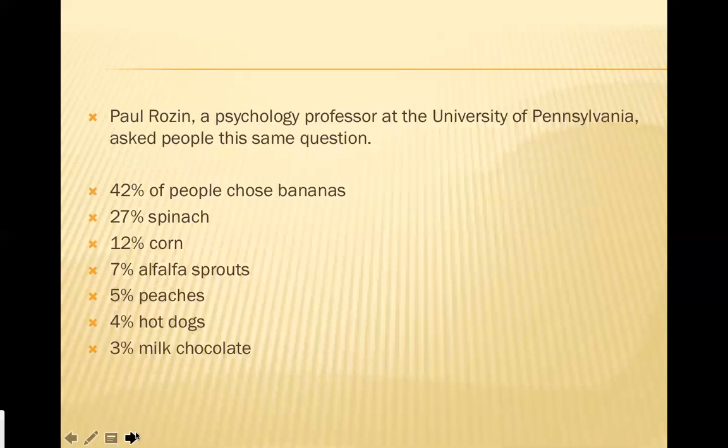Okay, so this was actually a study that Paul Rosen, a psychology professor at UPenn, asked a group of people. And you can see the majority of people chose bananas. Of course, bananas have a lot of sugar in them and potassium. 27% chose spinach. Spinach has protein and iron and calcium. Corn is mainly sugar. Alfalfa sprouts, those are pretty healthy for you. Peaches, probably vitamin C. Hot dogs, of course, you've got protein and some salt. And then milk chocolate, you've got fat and sugar.